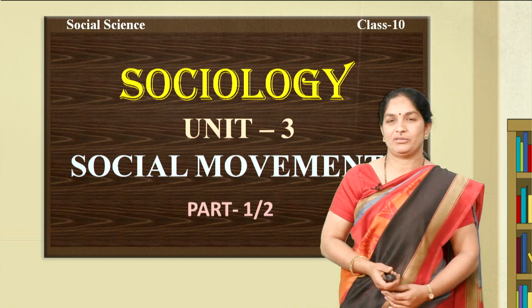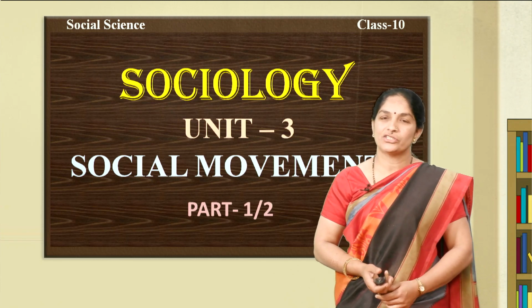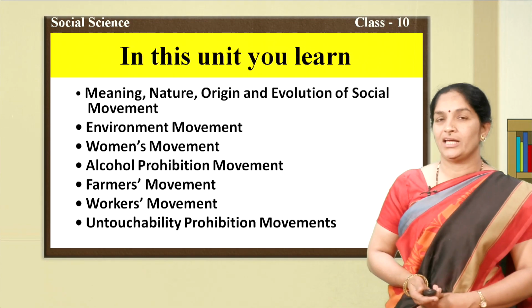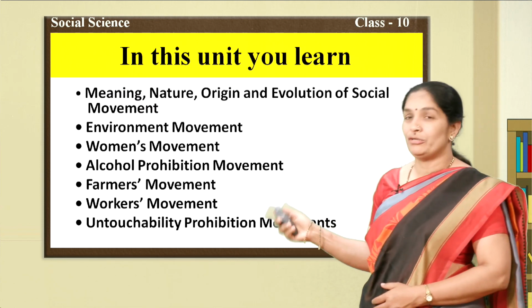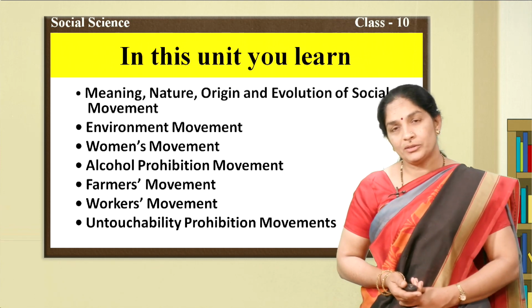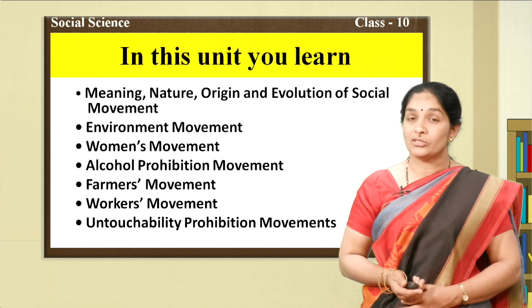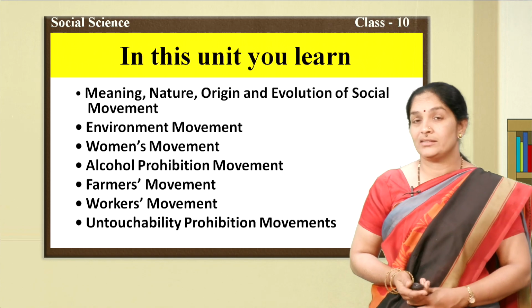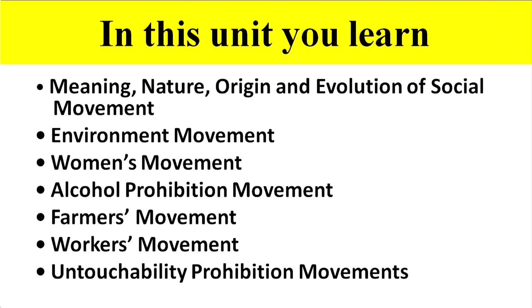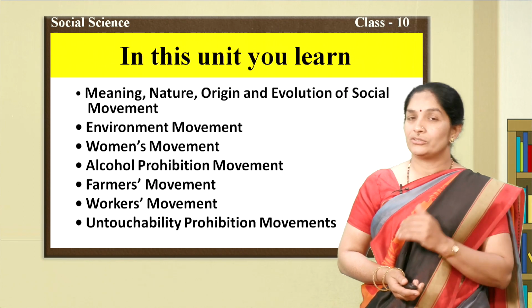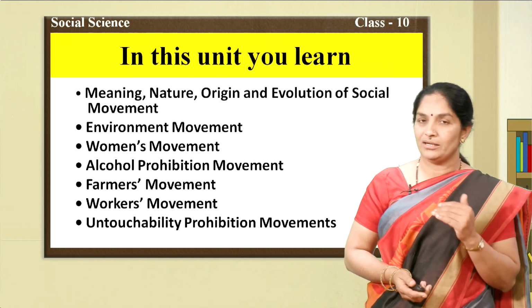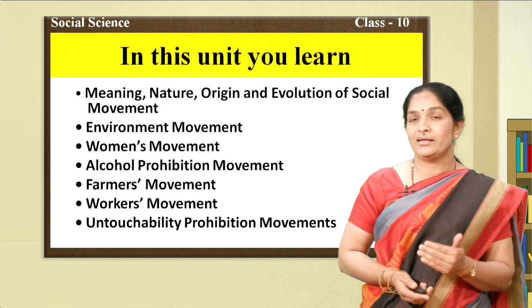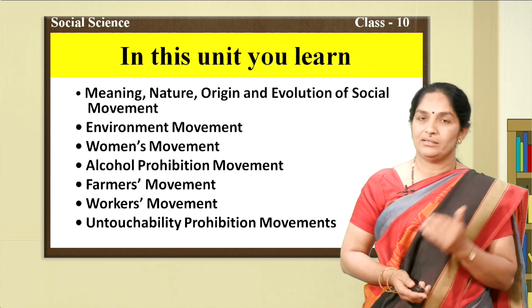Today let us discuss unit 3 of sociology, social movements. Children, in this lesson you are going to learn the meaning, nature, origin and evolution of social movement, environment movement, women's movement, alcohol prohibition movement, farmers movement, workers movement and untouchability prohibition movements. In today's class, we are going to discuss the meaning, nature, origin and evolution of social movement, and the meaning and the beginning of the environmental movement.